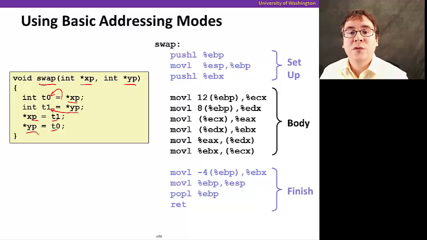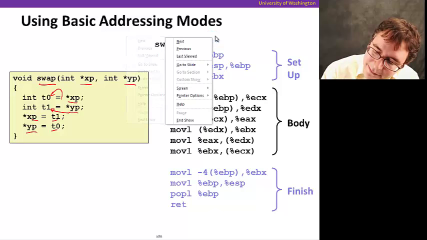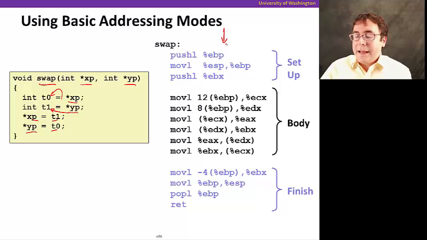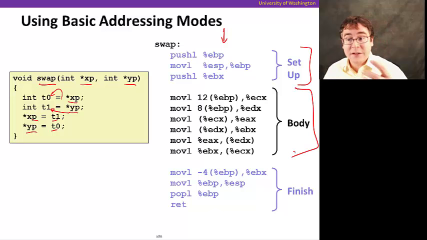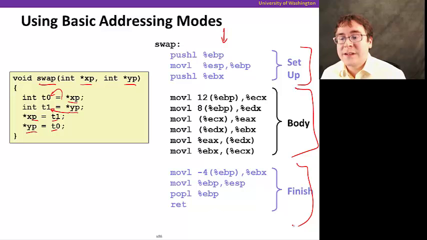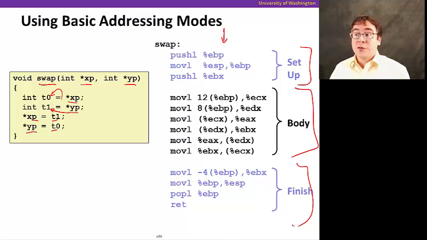Now, this is the assembly version of the C code we just saw. And we have three basic pieces here. One is called the setup. It's getting and reading the parameters and setting up the stack and so on. We have the body that does the body of the function, the body of the execution. And then we have the finish up, where we restore the stack to its original location, restore register values, and then return to the caller.